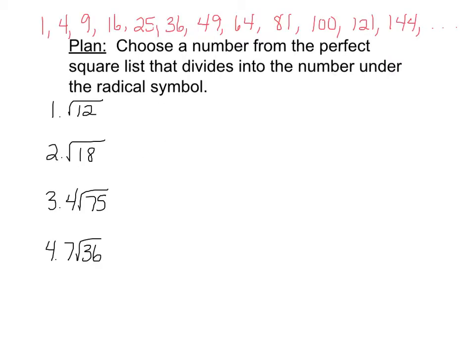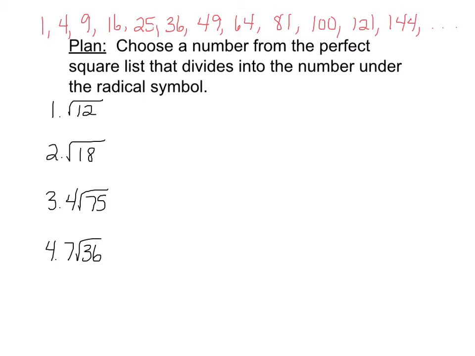Let's try to simplify each one of these radical expressions. And here's our plan. We are going to choose a number from our perfect square list, which are those numbers in red, and we want to pick numbers that divide evenly into the number under the radical symbol. So let's take a look at example number 1.